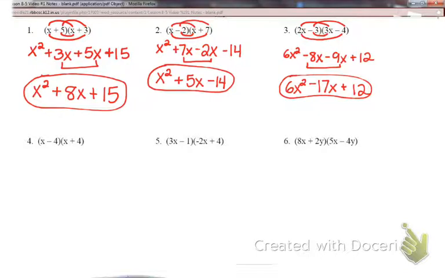Okay, I encourage you at this point to pause the video, try numbers 4, 5, and 6 on your own, and then play the video again to check your work. I think that would be a good learning experience for you.